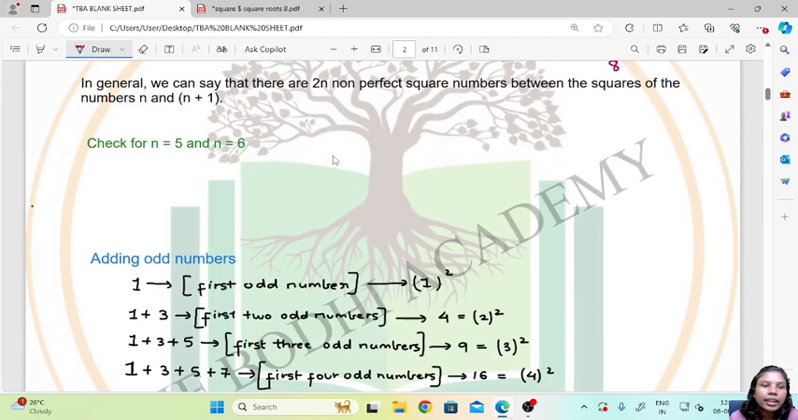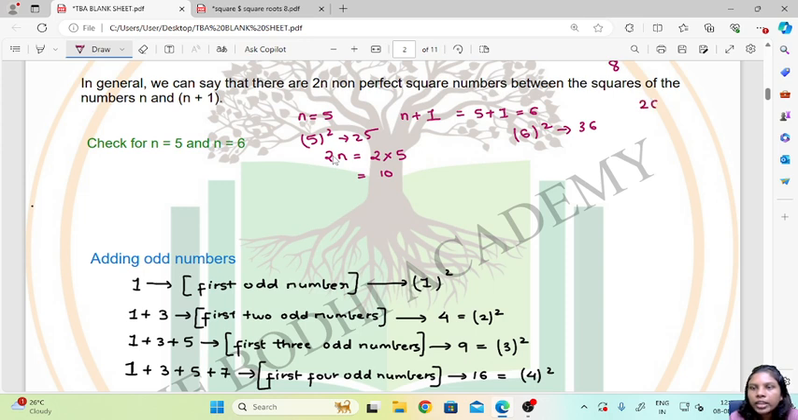Now let's check for n equals 5 and n equals 6. First take n equals 5. Then the next number would be n plus 1, that is 5 plus 1, which is 6. Now we have to find the non-perfect square numbers that exist between these two squares. We directly do 2n. 2 into 5 gives 10. The square of 5 and the square of 6 are 25 and 36. From 25 till 36, we have 26, 27, 28, 29 and 30, then 31, 32, 33, 34 and 35. So we get exactly 10 non-perfect square numbers between 5 square and 6 square.